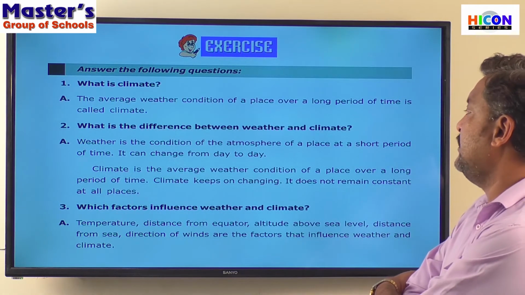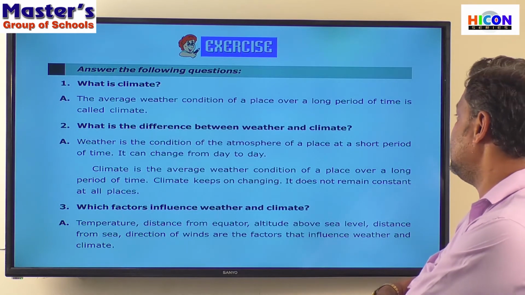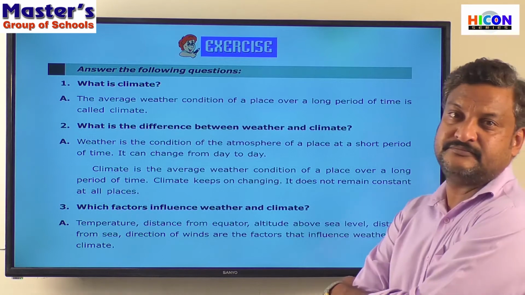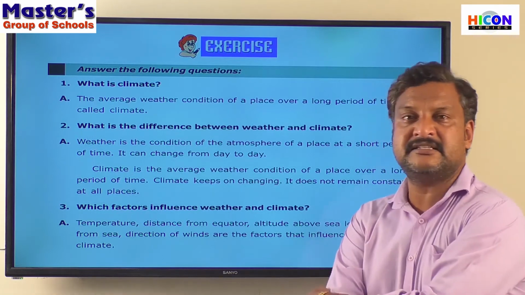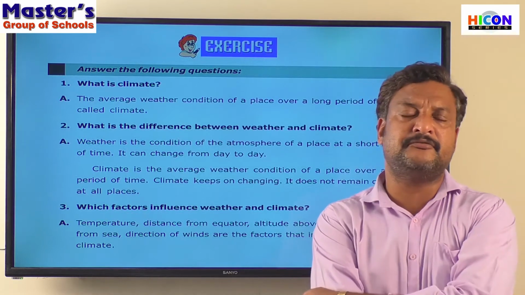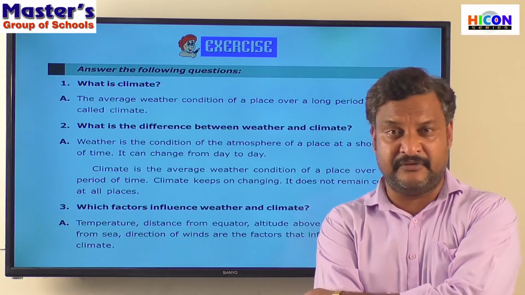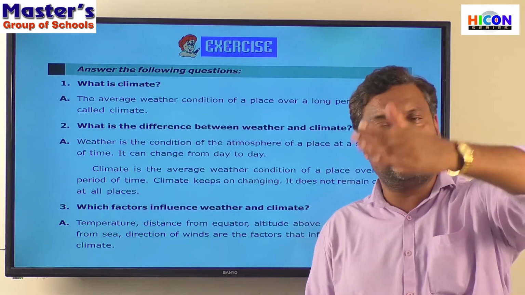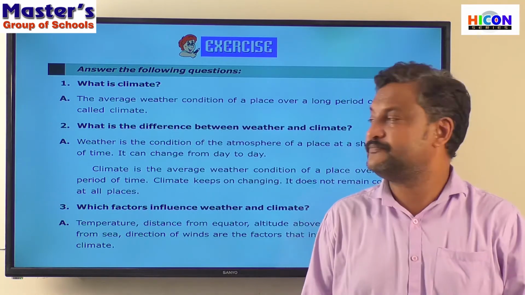See, weather is the condition of the atmosphere of a place at a shorter period of time. It can change from day to day. Weather is a change that is happening for a shorter period of time. The weather conditions that we have today may not exist tomorrow. It can go to the next level or it can come downwards.